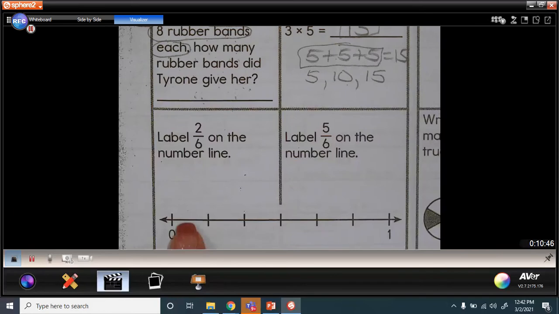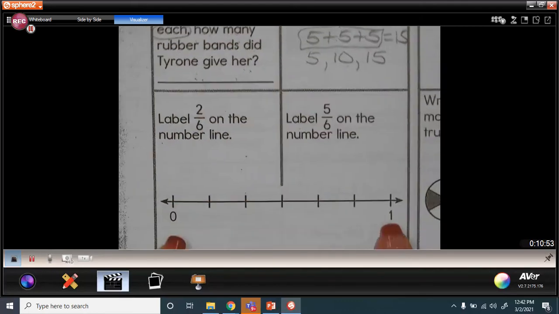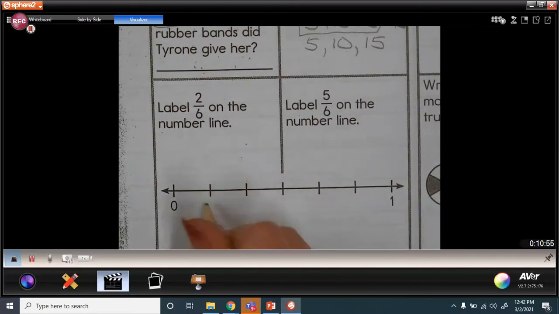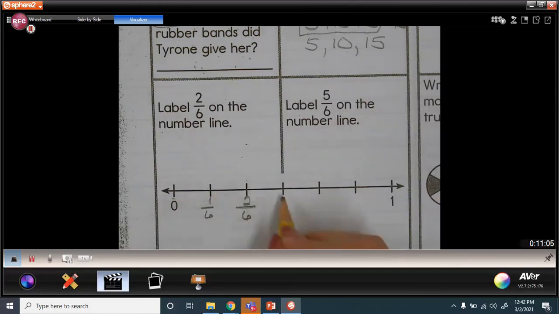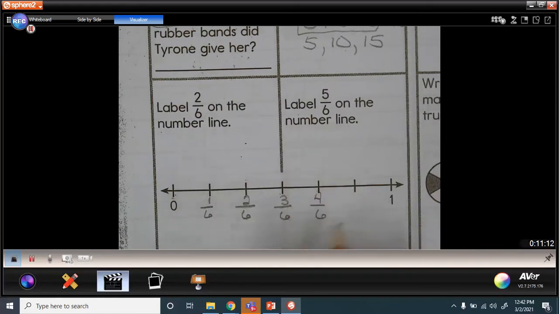And finally, I have a number line here. It's broken up into 6 pieces. 1, 2, 3, 4, 5, 6. 6 parts in the whole. Each one of these parts is 1 more 6 added on to the numerator. So from here to here is 2/6. From here to here would be 3/6. From here would be 1 more, 4/6. From here to here would be 5 of my 6 pieces. And finally, at the 1 whole would be 6/6.